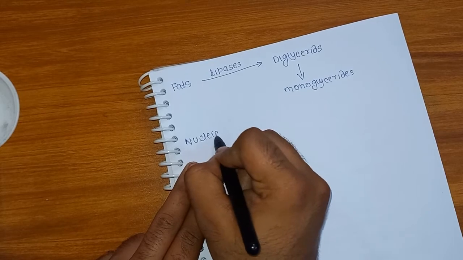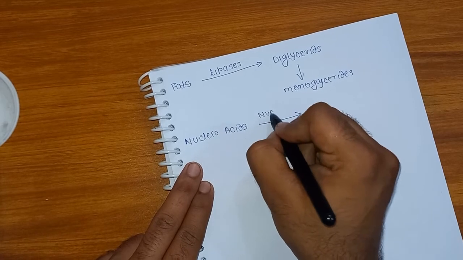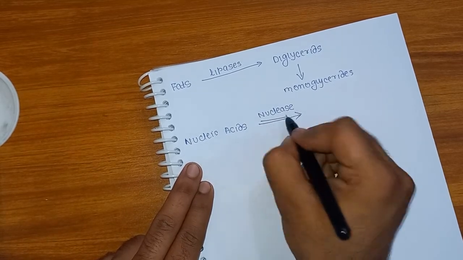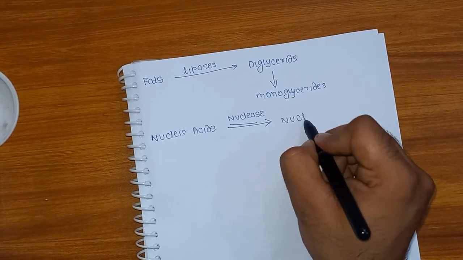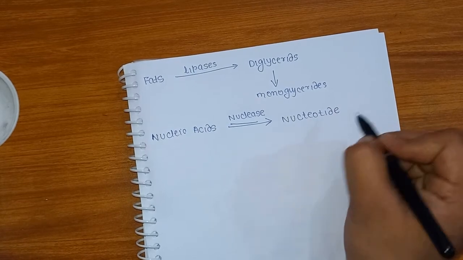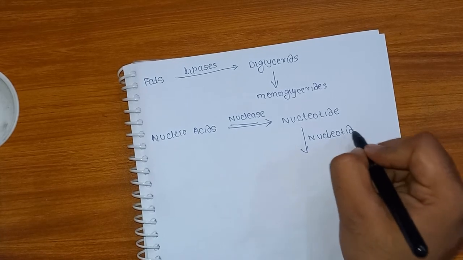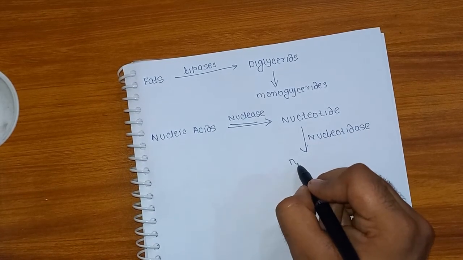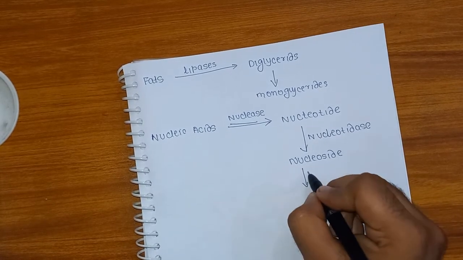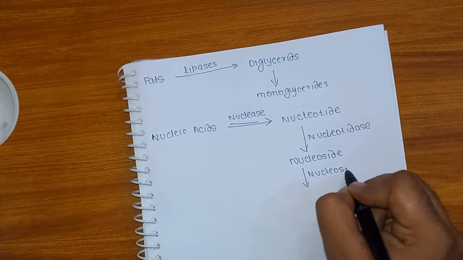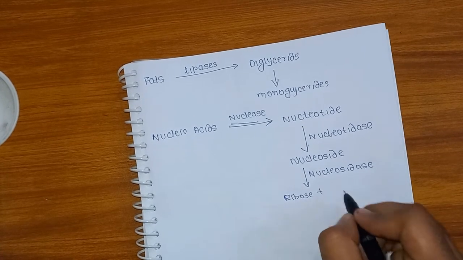Then last, we're talking about the nucleic acids. First, these are acted upon by nuclease. Remember, this is present in pancreatic secretion. Nuclease converts it into nucleotide, which is acted upon by nucleotidase and converted into nucleoside, which is further acted upon by nucleosidase into constituent ribose plus phosphate.